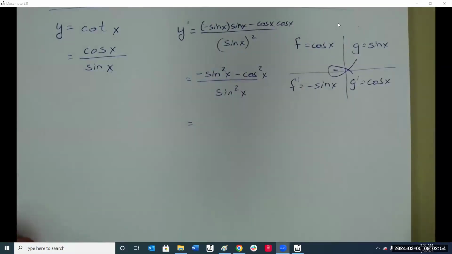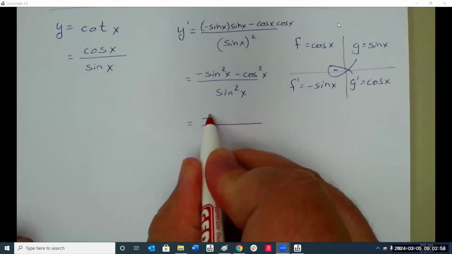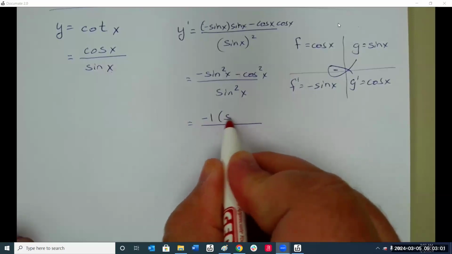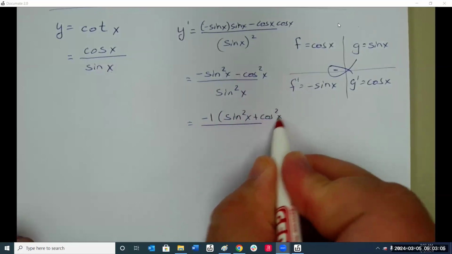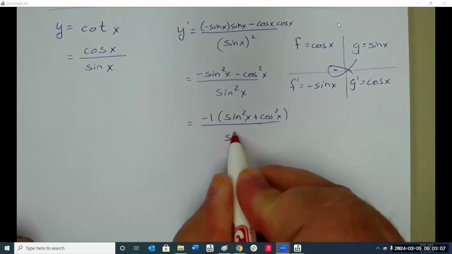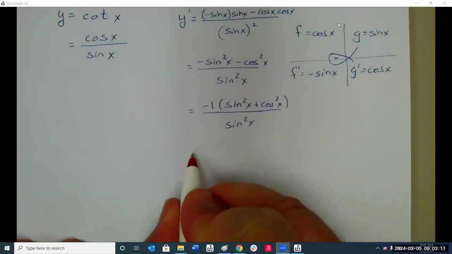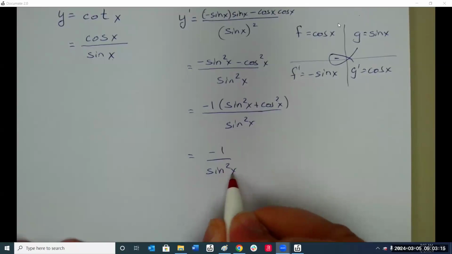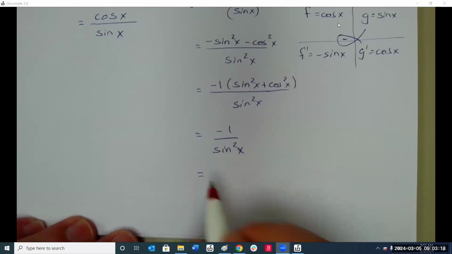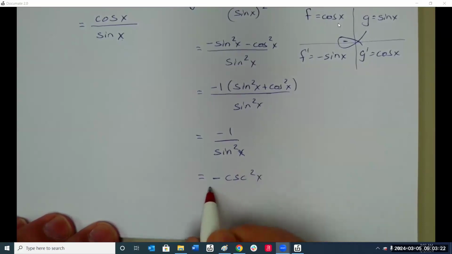What do the top terms have in common? They both have a negative. So I factor out a -1, which will give me sine squared x plus cosine squared x, which leaves us at -1 over sine squared x, which makes it negative cosecant squared x.